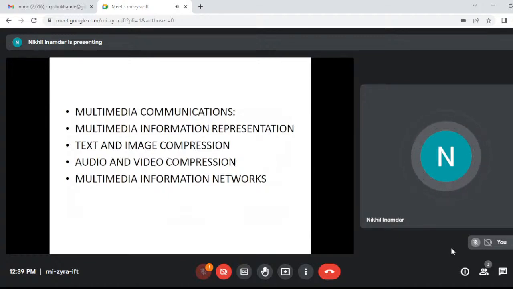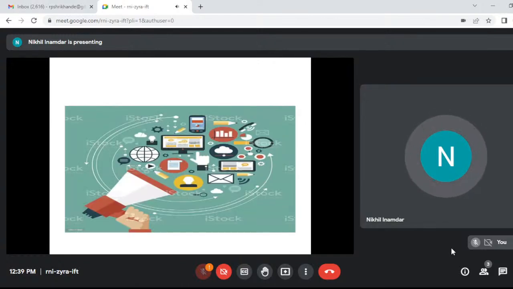We study these points in detail in the subject. This image gives you the picture of the subject, that's why I've put it here. I need not tell you much more here; we're going to cover every point in detail in the syllabus.